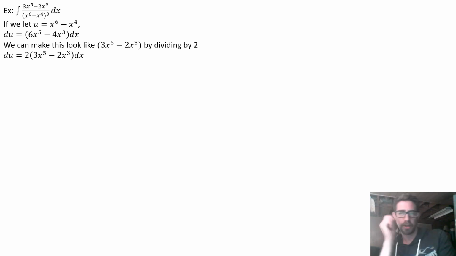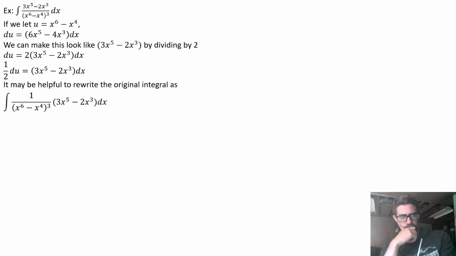It takes a little bit of cleverness because you kind of have a goal in mind. So that's how you get there. Divide that 2 over there. So 1/2 du equals the rest of the stuff we need. It might be helpful. I'm going to rewrite the original integral. Everybody agree with me that that's the same exact thing.